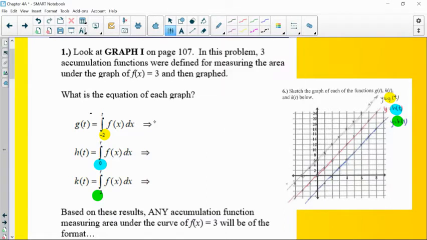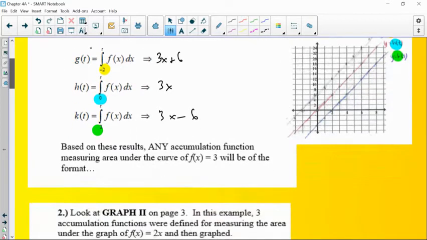So g of t would be 3x plus 6. H of t would just be 3x plus 0. And then k of t would be 3x minus 6. Based on these results, any accumulation function measuring area under the curve of 3 will be of the format 3x plus some constant. This constant depends on where you started your accumulation. But notice that all of them are of the same family of functions that have this slope of 3.